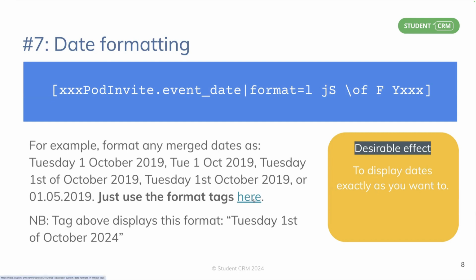However, very simple examples are you can take any date that you put in any merged information as Tuesday 1 October 2019, Tu 1 Oct 2019, Tuesday 1st of October 2019, Tuesday 1st October 2019, or 01 05 2019. So you just use the format tags here, and that should be okay. 01 10 19. However, you just use the format tags in there, and you can then change it. If you don't, then it formats to something very simple.